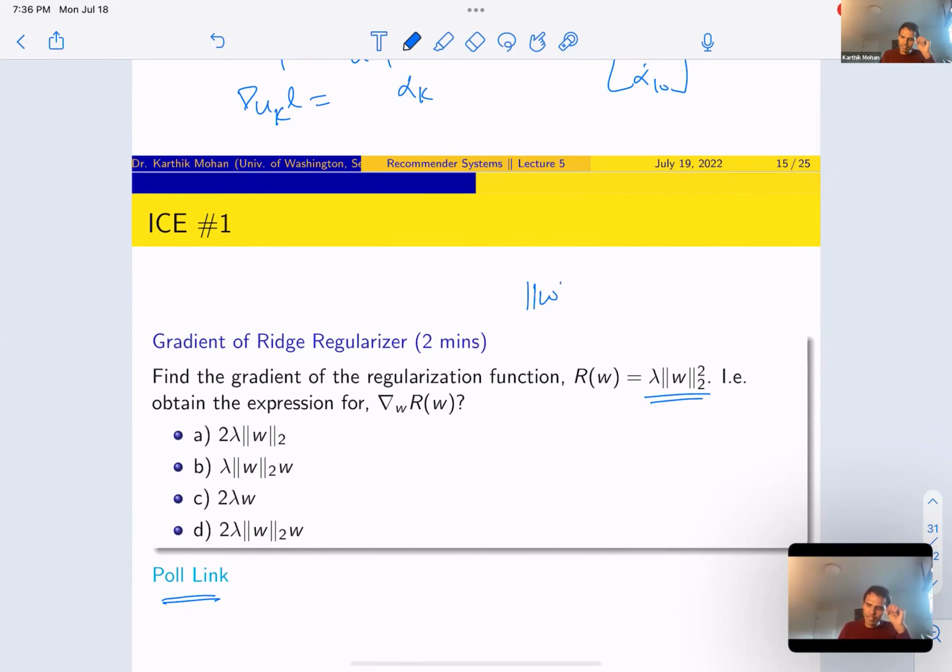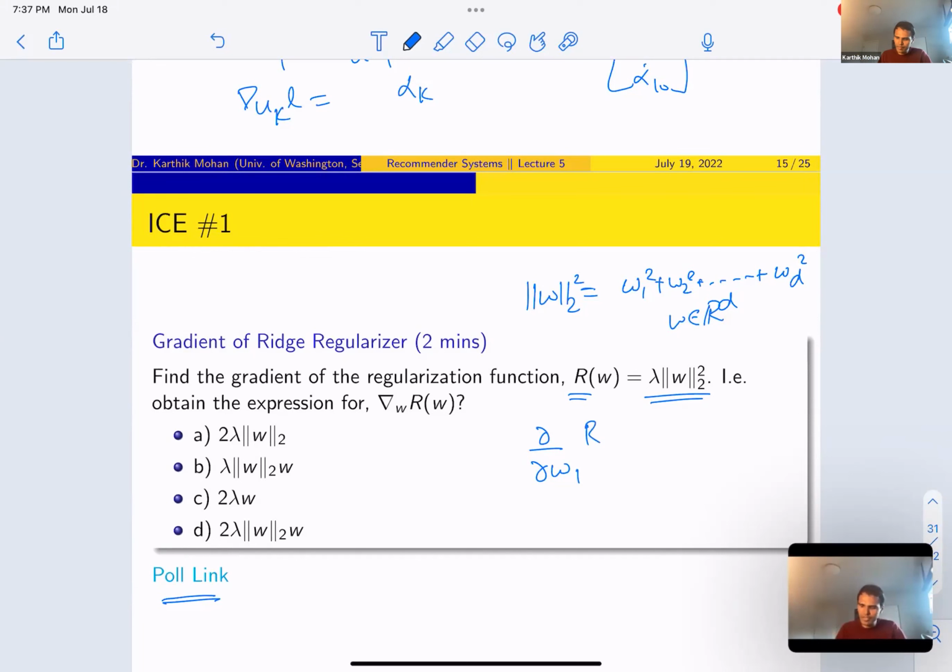So again, a reminder, the L2 norm squared of W is W1 squared plus W2 squared plus so on. Let's say there are D dimensions. W is in R^D. So this is what the L2 norm squared is. Using the same principle, if this is your loss function R, then what is the gradient of R with respect to W? The easy way of doing this is to start by computing the derivative of R with respect to, let's say, W1. And then do it again for W2 and see if you find a pattern.